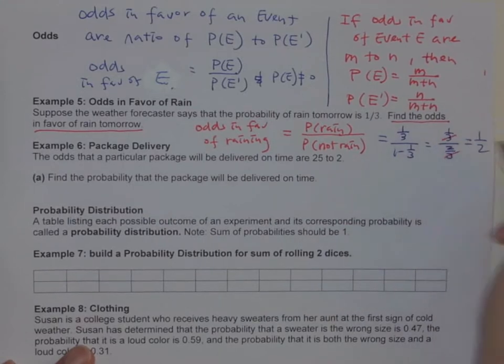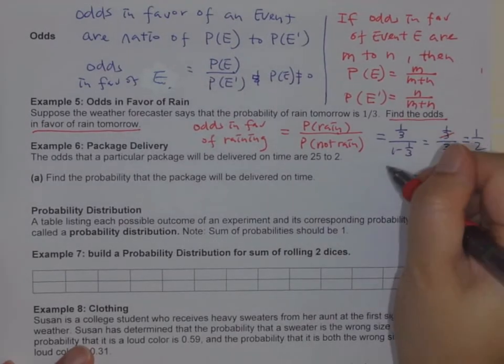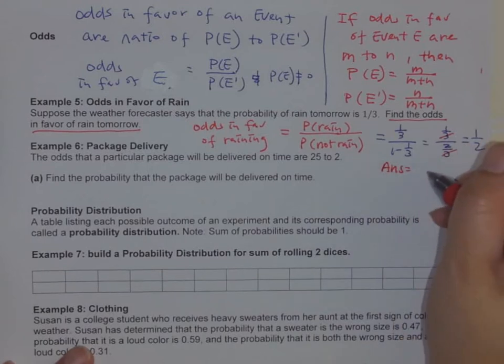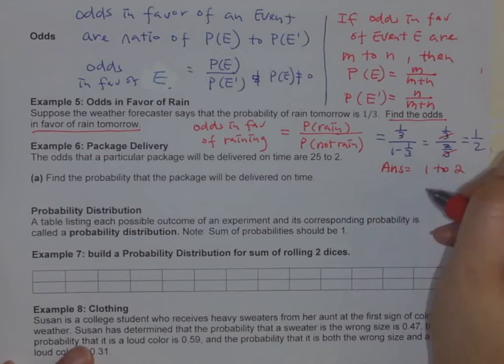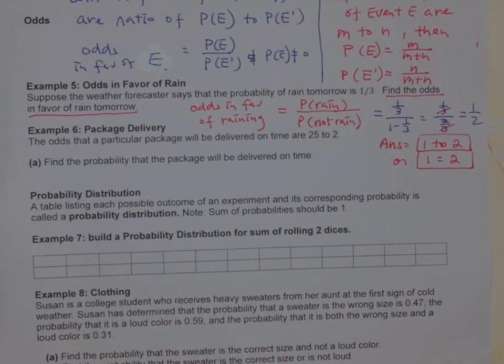Or you can do the division and flip it and stuff like that, but we did that at the beginning of the semester. So the answer for the odds in favor is going to be 1 to 2, or you can write that as 1 to 2 like this. Alright, so they're pretty short, it's not too bad.